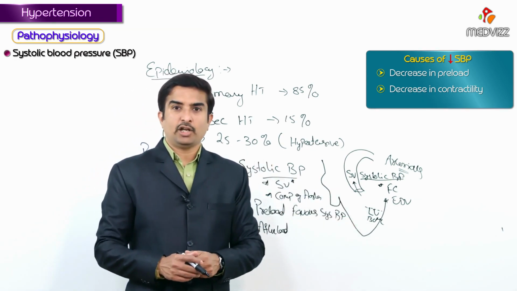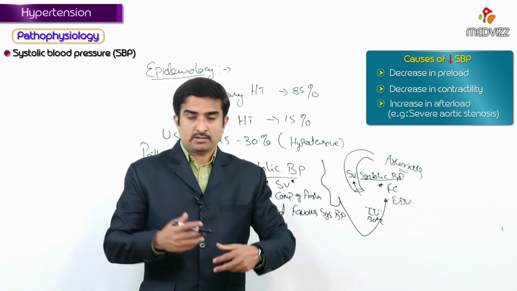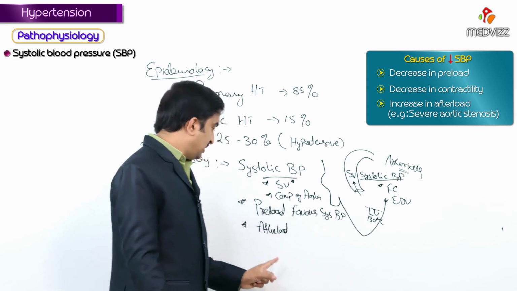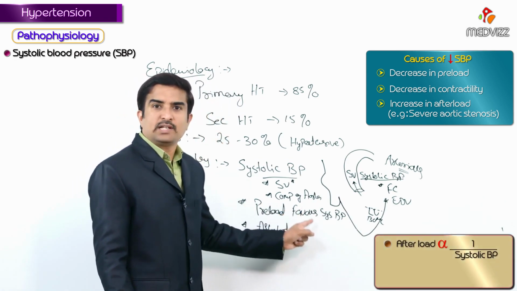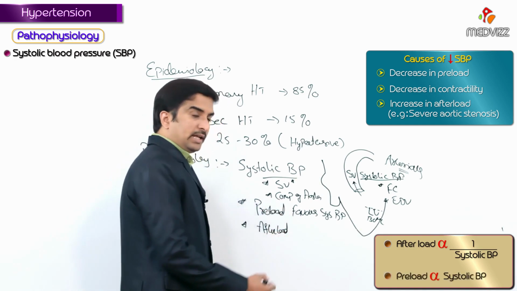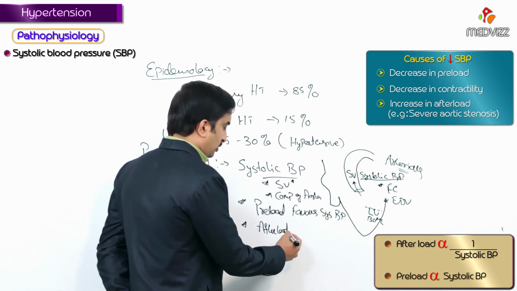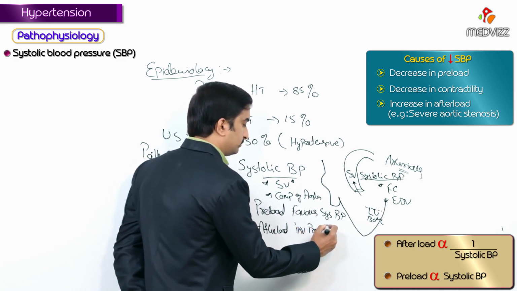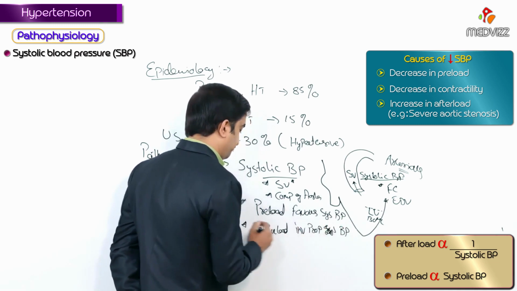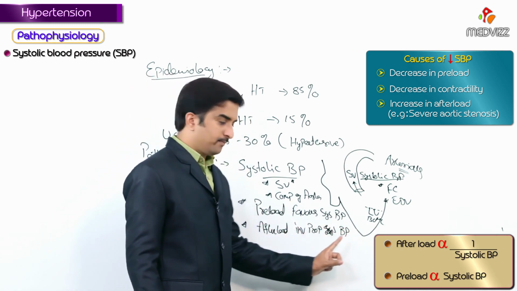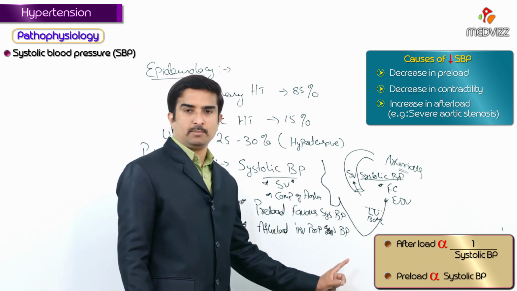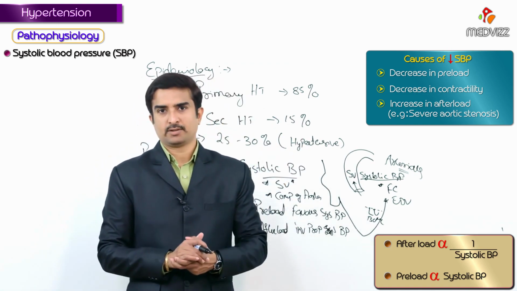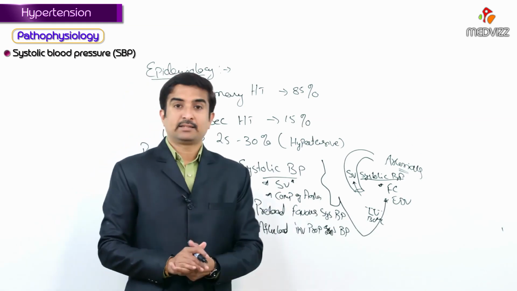So a decrease in the contractility or an increase in the afterload, meaning an increase in the resistance, will cause a decrease in the systolic BP. That is the reason we can say that afterload is inversely proportional to the systolic BP. Preload is directly proportional to the systolic BP, right? So afterload is inversely proportional to the systolic BP. Preload favors systolic BP. Afterload doesn't favor systolic BP, because with an increase in the afterload, there will be a decrease in the systolic blood pressure. So this is what it is about the systolic blood pressure.